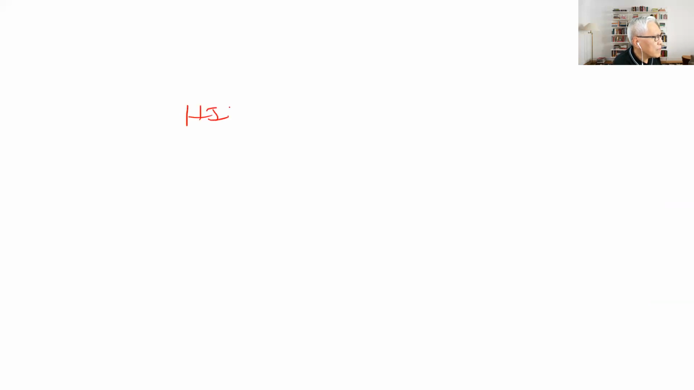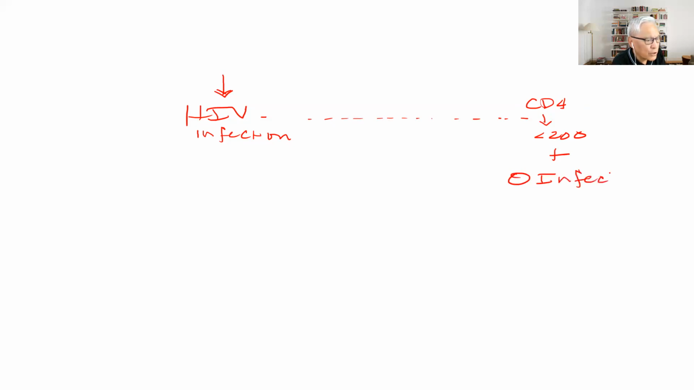HIV infection means that you now have the HIV virus. So this is HIV infection. And HIV infection goes through several years, and you might have this infection for many, many years. And then your CD4 count begins to fall down. And as it falls to less than 200, you have an opportunistic infection. An opportunistic infection is something that takes opportunity of the fact that you have a diminished immune system.